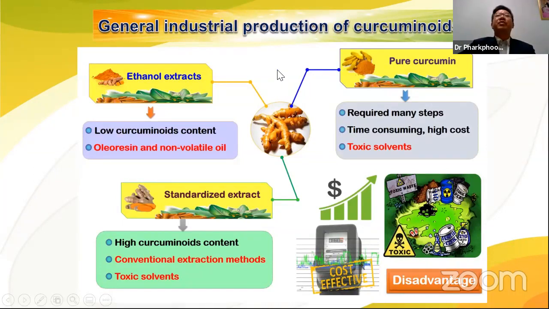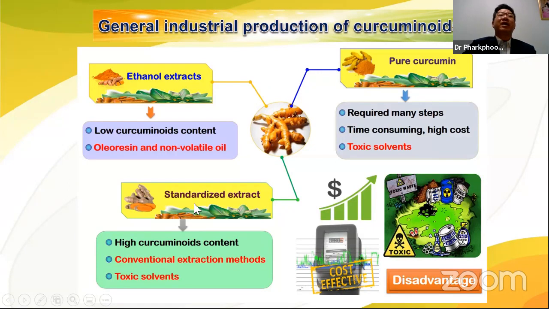And most of the products now use the extract in different types. There are three different types of curcuminoid extract in the market. The first one is ethanol extract. For the ethanol extract or the food extract, this extract contains a low content of curcuminoid and a high content of oleoresin and non-volatile oil. And the smell of the extract is very pungent, so some people don't like to take it.